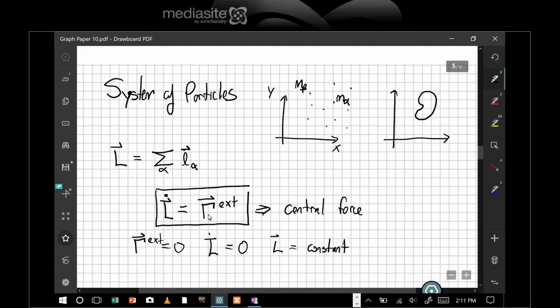And this is a very useful result, an extremely useful result.